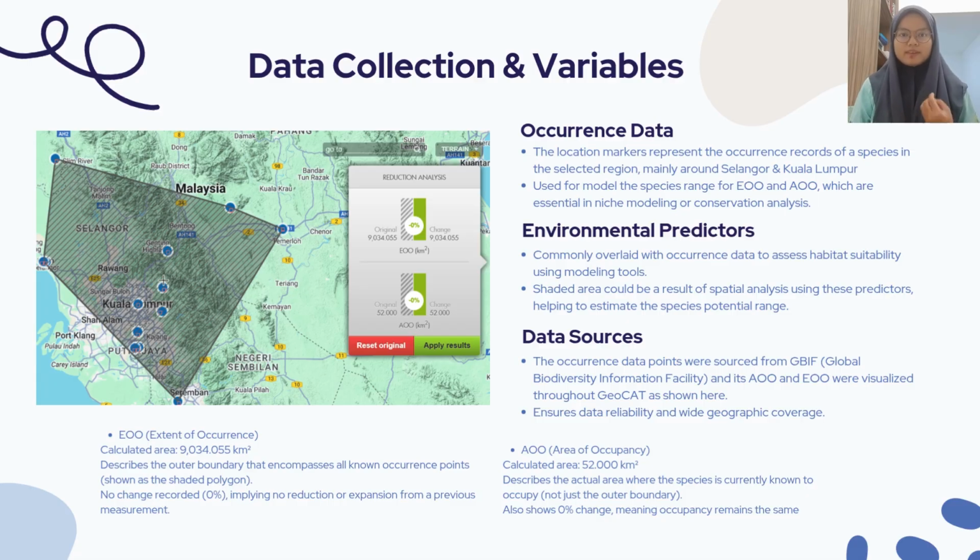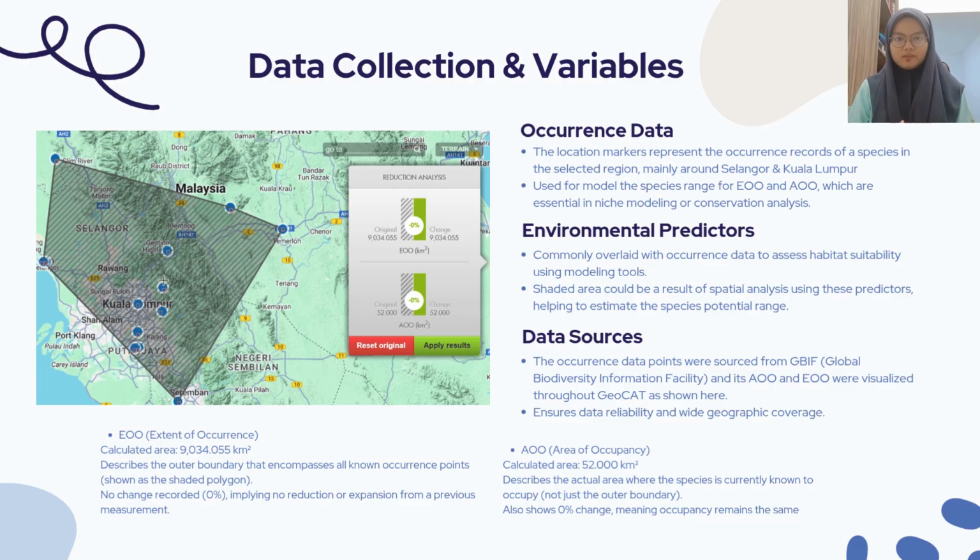First, for the occurrence data, the location markers represent the occurrence records of a species in the selected region, which is mainly around Selangor and Kuala Lumpur. And it is used to model the species range for EOO and AOO, which are essential in NICAM modeling or conservation analysis. And for the environmental predictors, it is commonly overlaid with occurrence data to assess habitat suitability using modeling tools, and shaded area could be the result of spatial analysis using these predictors, helping to estimate the species potential range.